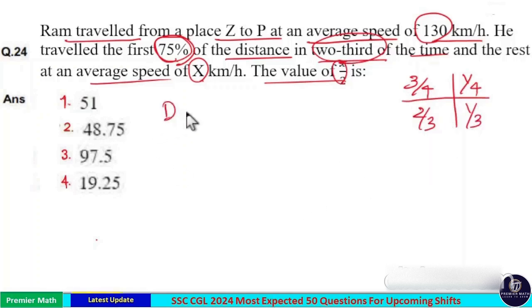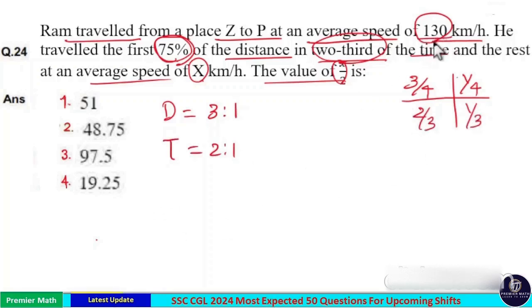Now you can see distance ratios. Total distance is 4 part. Then first distance is 3 part and second distance is 1 part. Same way time ratio is equal to 2:1. Total time is equal to 3 part. First time 2 part. Second time 1 part.